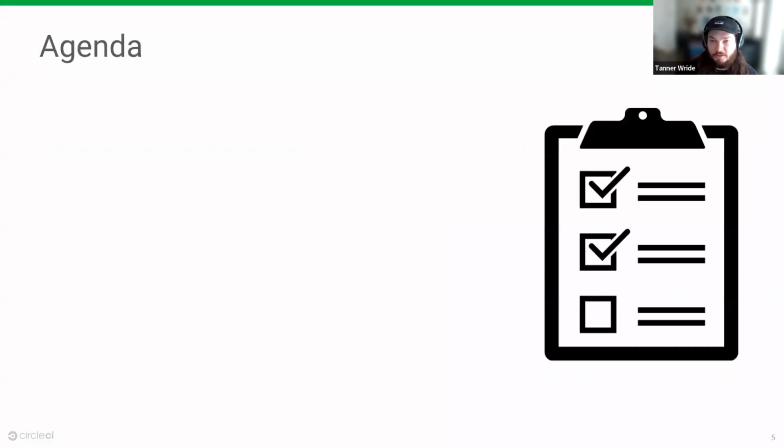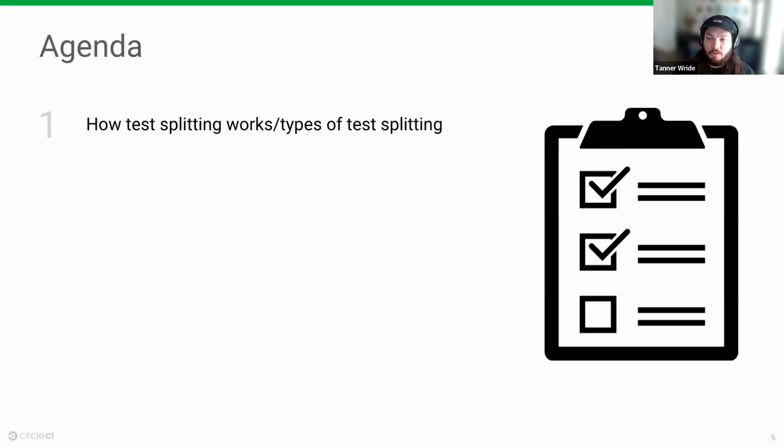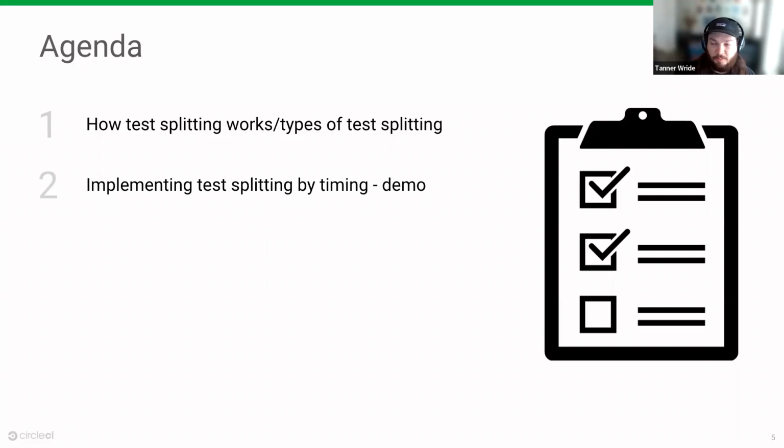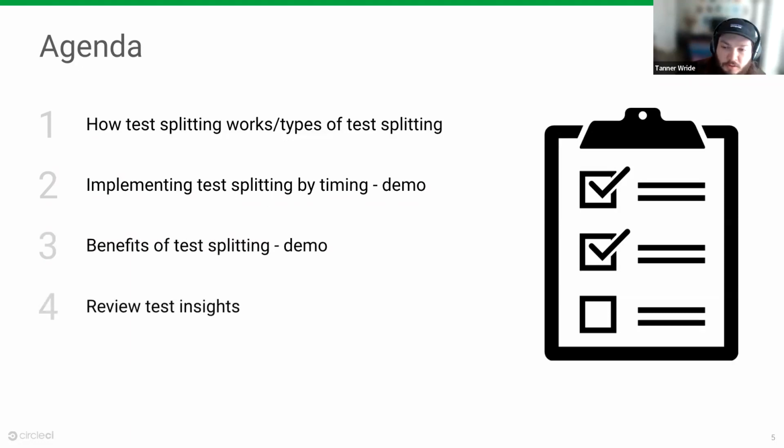So what are we going to talk about today? Let's look at our agenda. We're going to look at how test splitting works and what types of test splitting there are. This is just a general overview. Then we'll talk about implementing test splitting on an actual application. This is a demo app that we've built, and we'll implement test splitting by timing. Then we'll look at the benefits of that test splitting on our demo application and review our test insights. And then last, we've got time for a quick activity and some questions that we can hopefully answer for you.